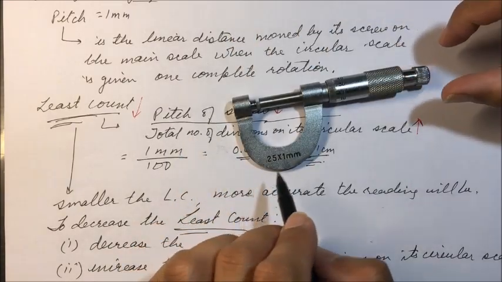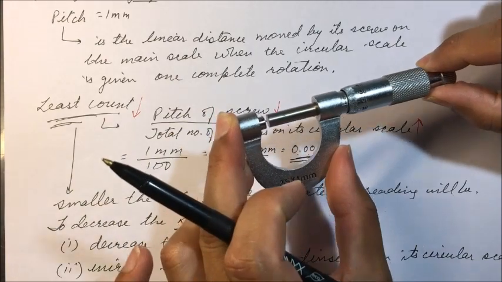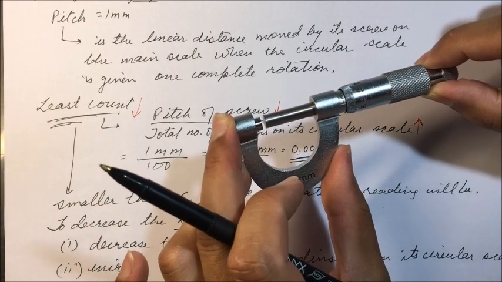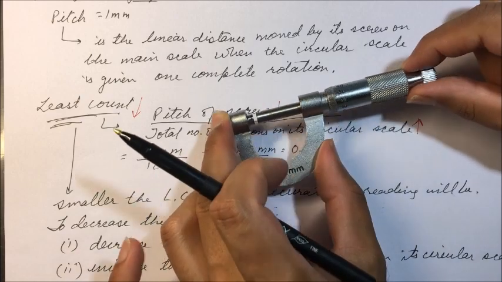In the next lecture, we will discuss zero error in the screw gauge, whether the screw gauge has error or not. If it has error, whether it is positive zero error or negative zero error, that we will discuss in the next lecture.